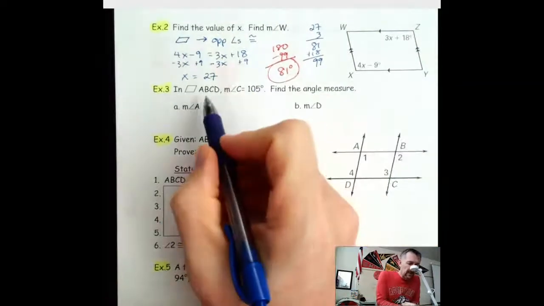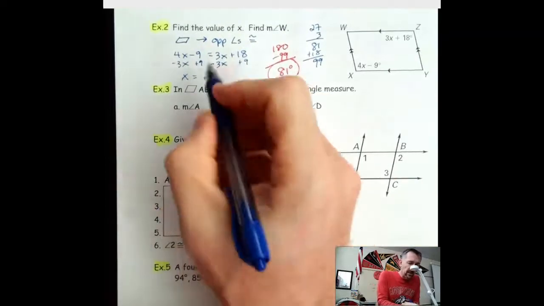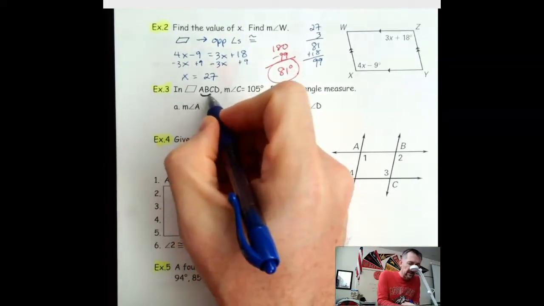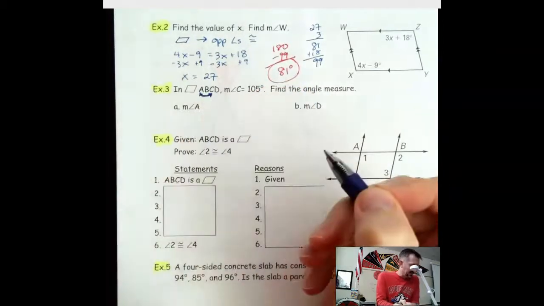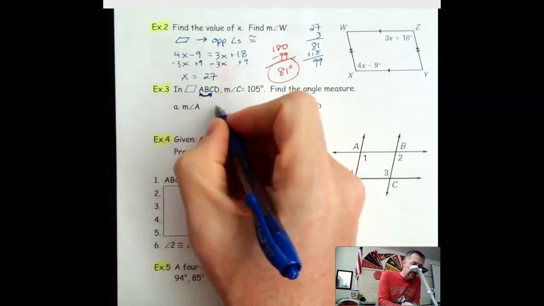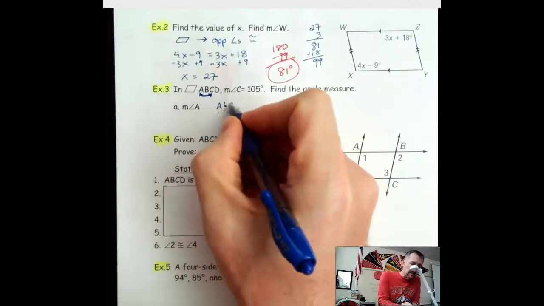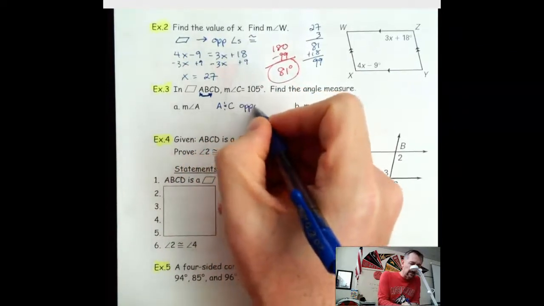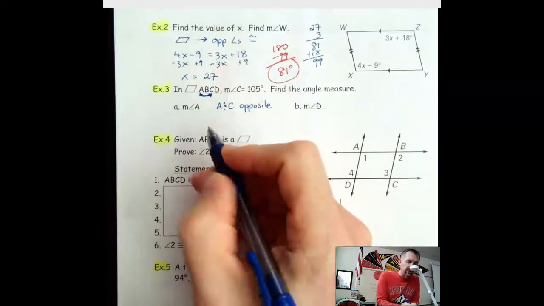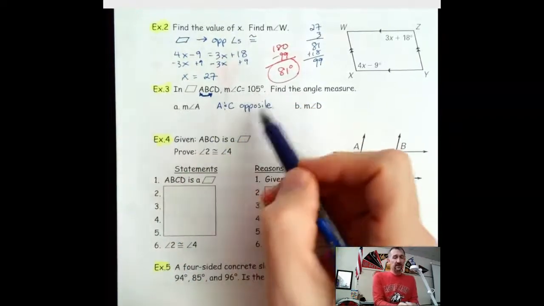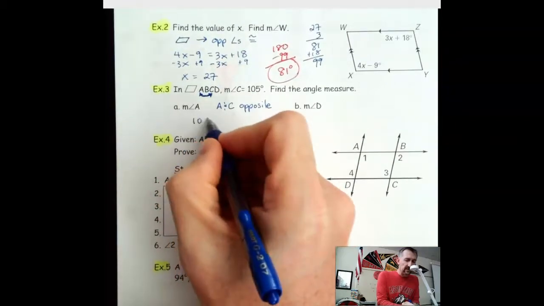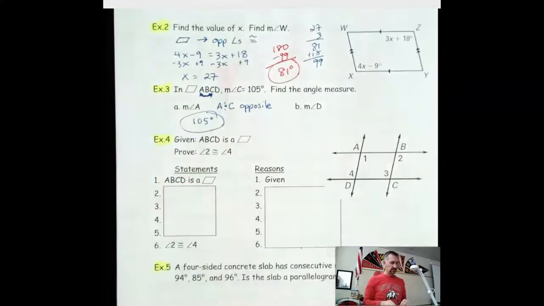Find the angle measure. So we have C and we want to know A. Well, if we look up here, since they're not right next to each other, that means they're opposite. So A and C are opposite angles across from each other, which means in a parallelogram, that's a symbol for parallelogram, opposite angles in a parallelogram are congruent, so that's going to be 105 degrees.